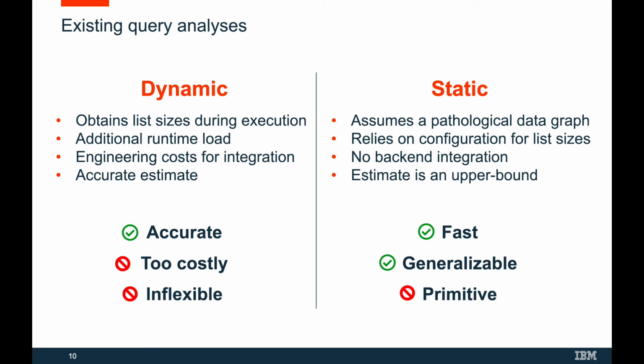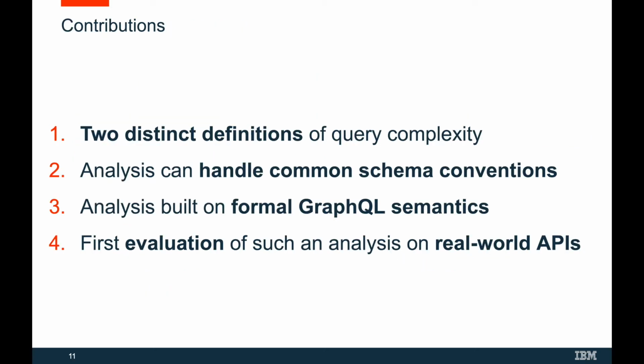As a result, we believe that a robust static cost analysis is key to helping GraphQL providers protect their APIs. However, existing static analyses cannot handle common GraphQL conventions, have limited configurability, and only work for simple GraphQL interfaces. Our analysis follows the paradigm of static query analysis, but differs from existing analyses in a number of ways.